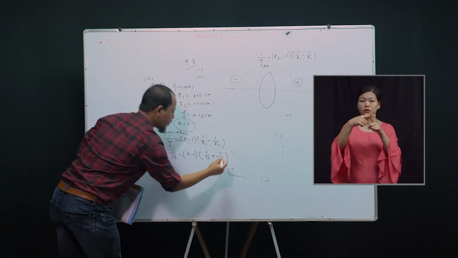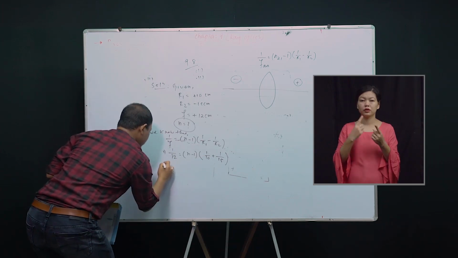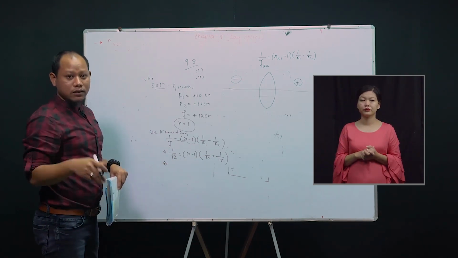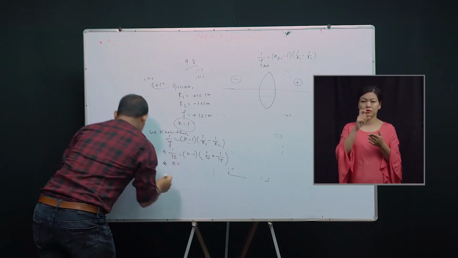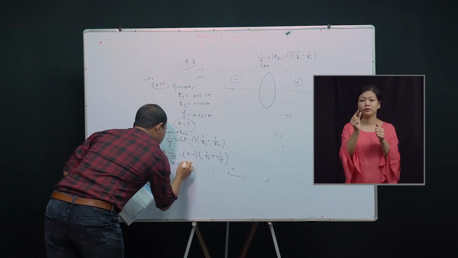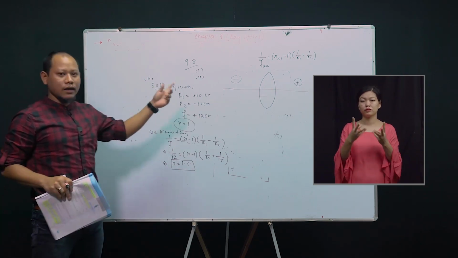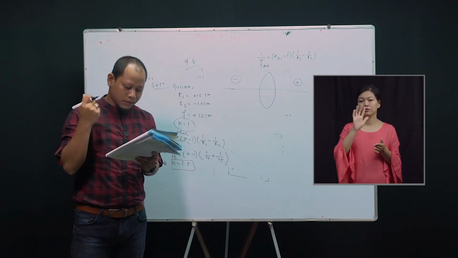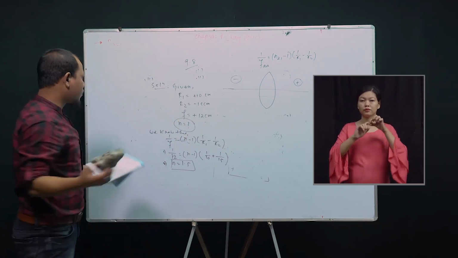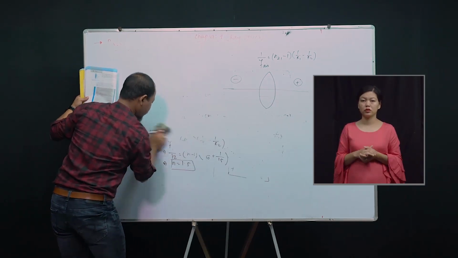If we take the LCM and solve this equation, please solve using a calculator, because now I have to save my time. Here n will come out as 1.5. This is the required refractive index of the given glass. Now let's solve question number 3, I mean the Roman 3, of the same example 9.8.